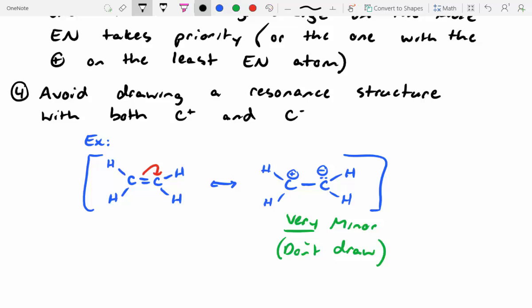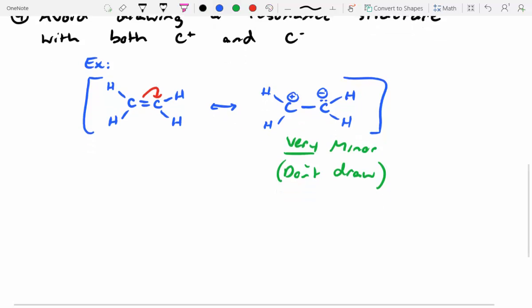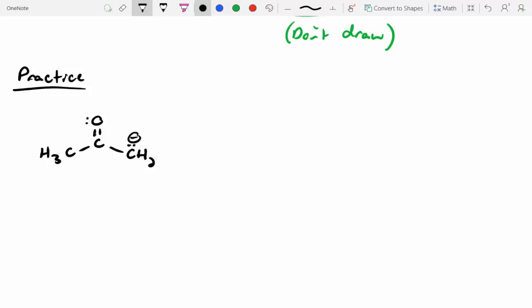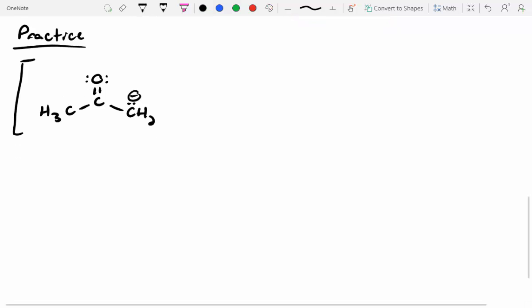All right, so let's take an example of one and we'll try to determine its resonance structures, and then we'll assign priority to each of the resonance structures. So we'll do practice. This carbon on the far right has a negative charge on it. Try to find at least 2 other resonance structures for this compound.